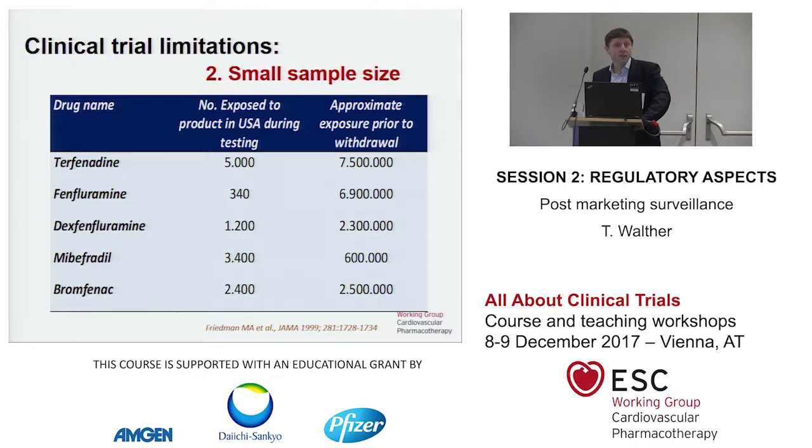340 people were exposed to this medication. It received marketing authorization, and until they understood that there's a significant increase in heart valve disease, in cardiac fibrosis, in pulmonary hypertension, it needed exposure of almost 7 million people. So this is, of course, something you cannot go for in the clinical trial phase 3.